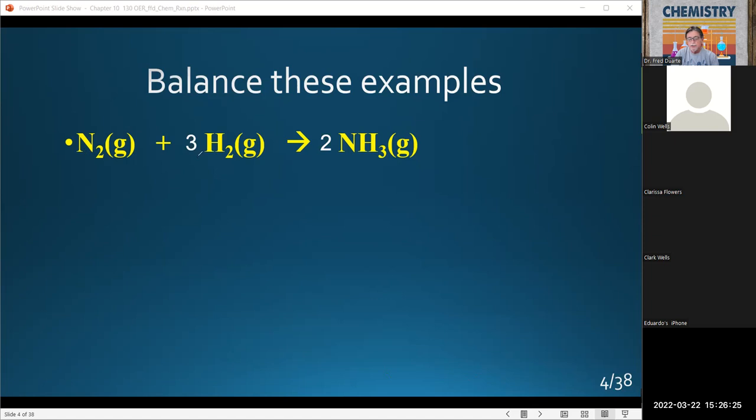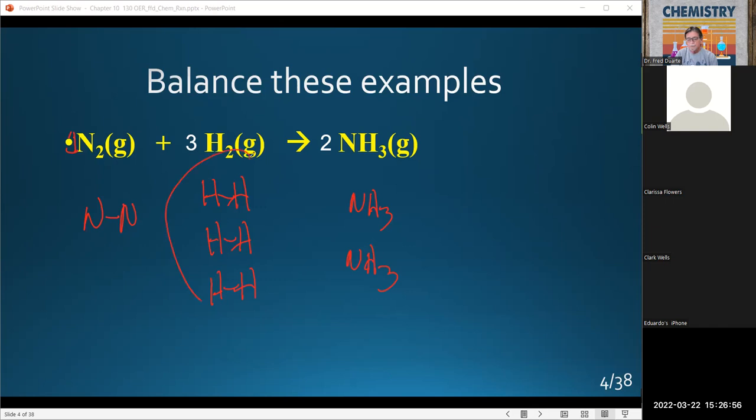Between nitrogen and hydrogen, it's a 1 to 3. Okay, it's understood to be a 1 there. So think about this for a moment. For this reaction to occur, I need 1 molecule of nitrogen and I need 3 molecules of diatomic hydrogen, H2. And when it's done, I will have 2 molecules of ammonia.